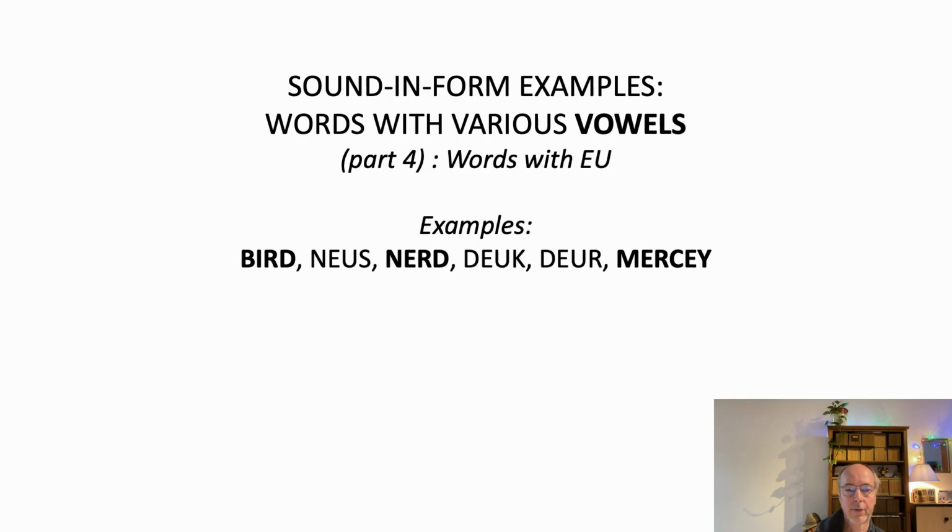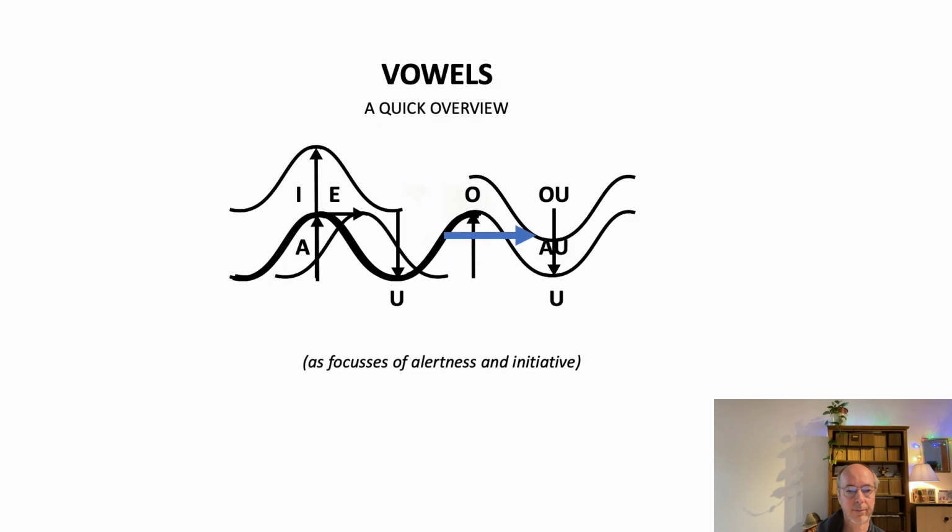And this is the fourth video about vowels that have a kind of transitional signification. The next letter or sound is the letter E. And I had some examples with this sound, like bird, NEUS, nerd, DEUK, DEUR, and MERCY. Some of them are in Dutch and some of them are English.